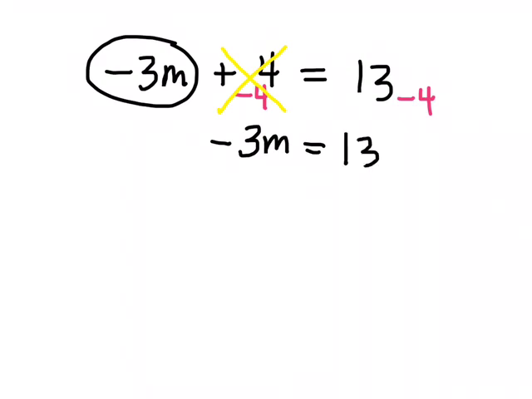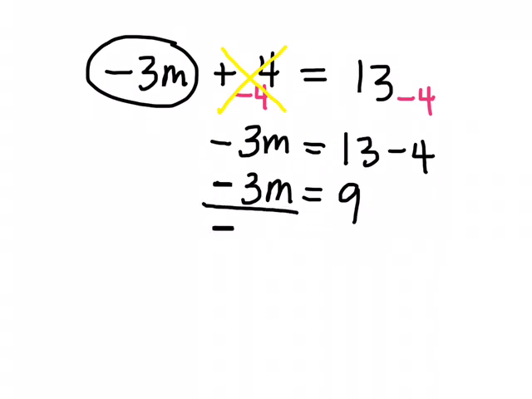Okay, and then we have 13 take away 4. Simplify. We can only simplify the right side. So we have negative 3m on the left side. 13 take away 4 is 9. Good. Now, I have a negative 3 times m. What do I need to do to isolate the variable? What do we need to do? Okay, we need to divide by negative 3.